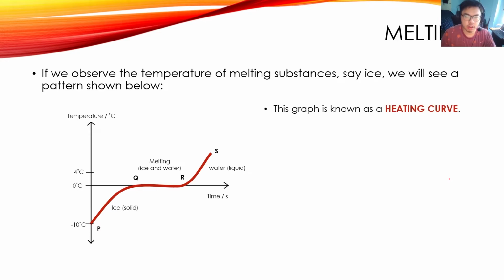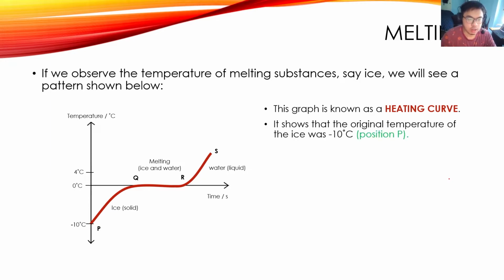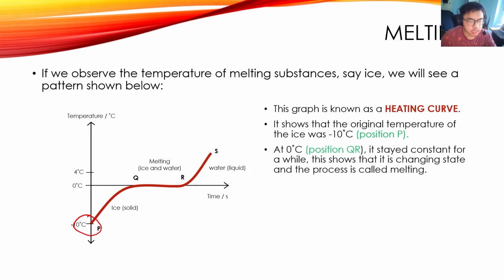So this graph is known as a heating curve. So it's a curve that curves upwards and the temperature is increasing. So it's a heating curve. It shows that the original temperature of the ice was minus 10 degrees Celsius. So this is the starting temperature of ice. And then as we heat it up, you can see the temperature rises. And then when it reaches 0 degrees Celsius, so at point Q, the temperature begins to stay constant.